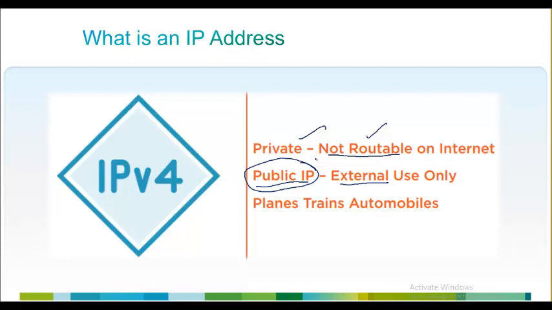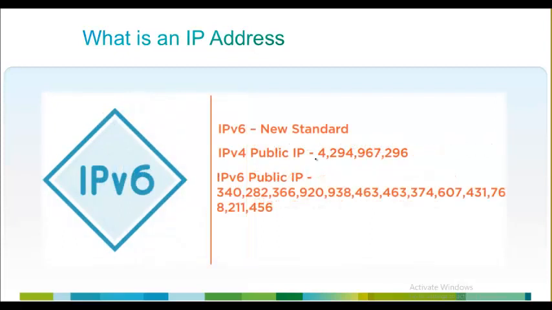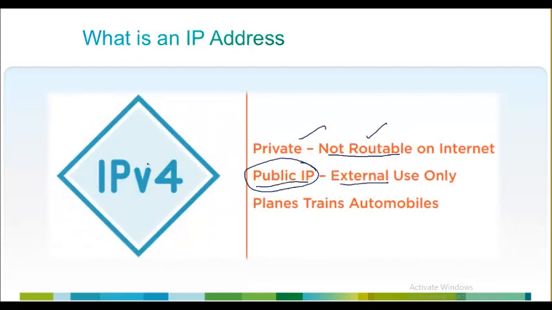This public IP address, our ISP will give us. We cannot simply use any address that we like. Public IP addresses are given by our ISP. Private IP address, we can decide. We have a set of private IP addresses, and we can decide the private IP address. Now let's talk about some ranges of private IP addresses.